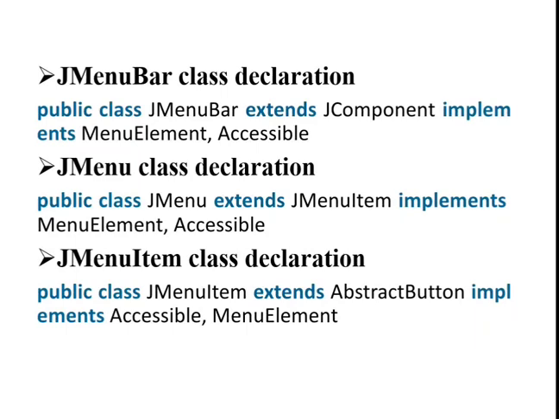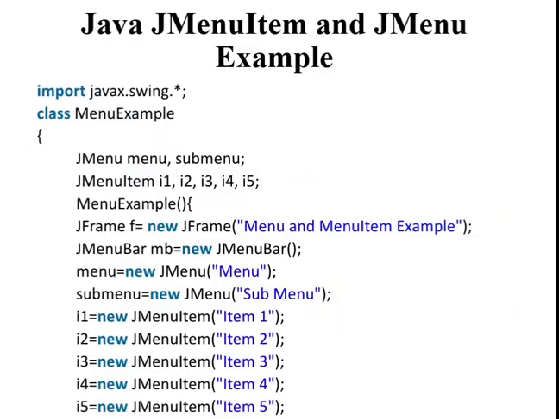That is, we are adding the submenu and menu in a frame. That is, f dot setJMenuBar mb, f dot setSize 400, 400, f dot setLayout null, f dot setVisible true, curly bracket complete. Public static void main String args. This is the constructor in curly brackets, new MenuExample, curly bracket complete. This is a program used to show how we can use the JMenuItem and JMenu in Java.